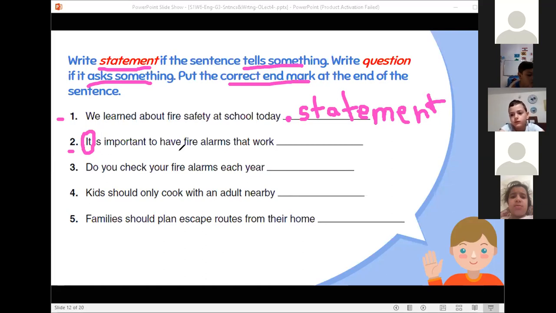So this one should be what? Statement. It's a statement because I'm not asking. If I say, is it important? If I put the is in the beginning, then I can consider it as a question. Is it clear for you now?